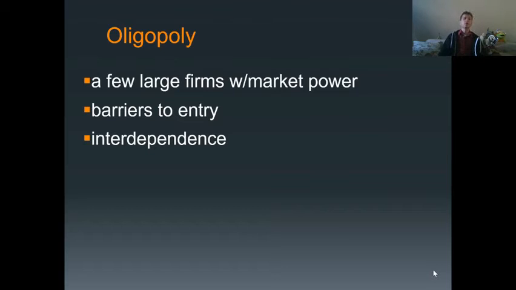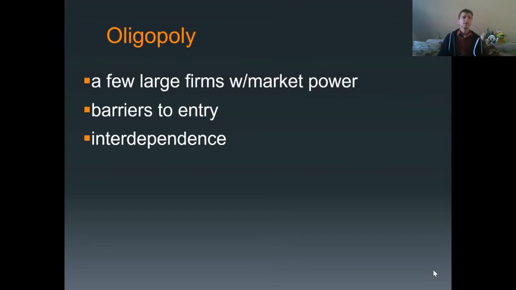For an oligopoly, there are few large firms with market power. There might be some smaller ones, but they don't really matter. There are usually pretty high barriers to entry, and the firms are interdependent. What we mean by that is what one firm does has effects on the other one's profits.